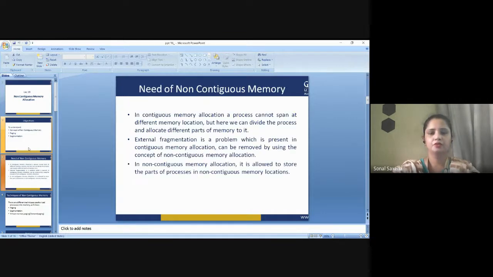Now let's come to the reason why non-contiguous memory allocation is required for the operating system instead of using contiguous memory.